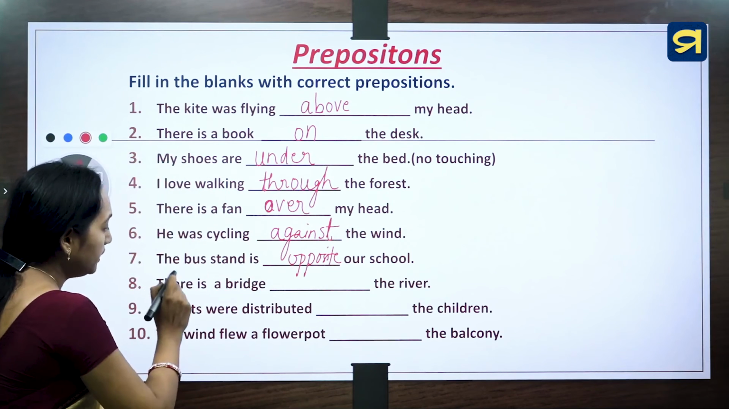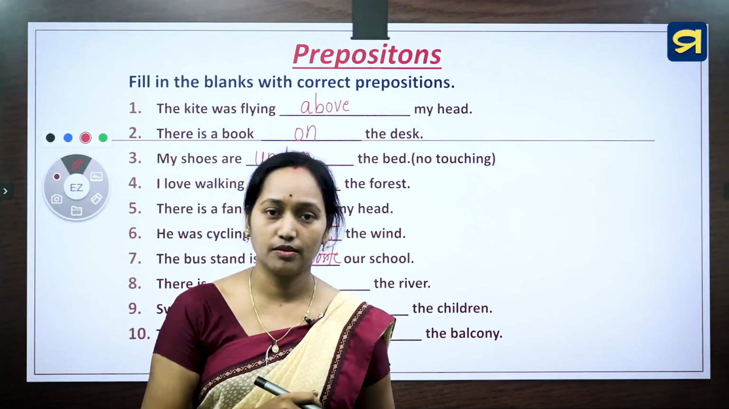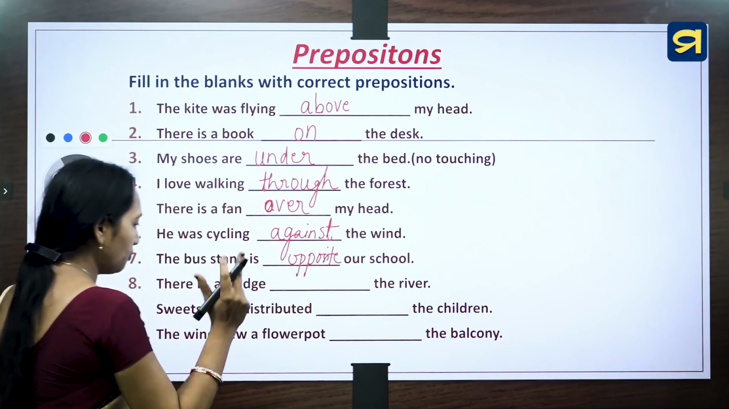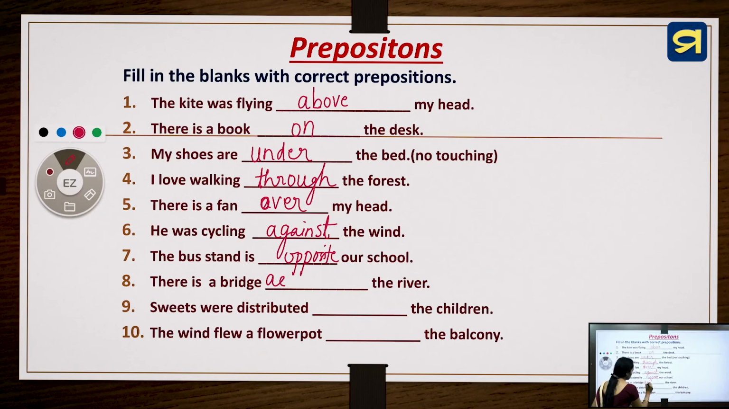Number 8. There is a bridge dash the river. We discussed it. Very good question. Yes, but in this case we can use both prepositions, that is your across or over.